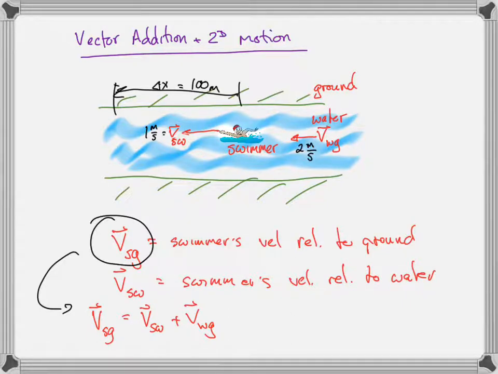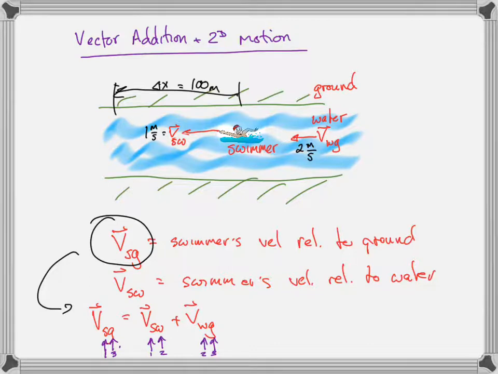If we have the velocity of object 1 relative to object 2, and the velocity of object 2 relative to object 3, then the velocity of object 1 relative to object 3 is going to be equal to this sum. So the velocity of 1 to 3 is equal to the velocity of 1 to 2 plus the velocity of 2 to 3.